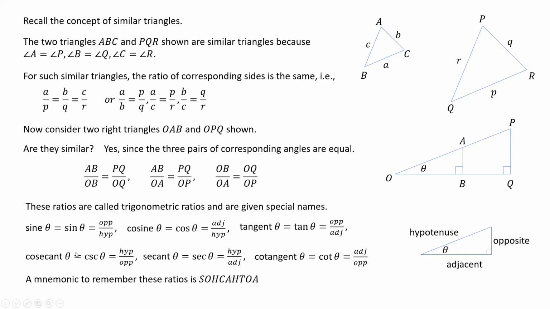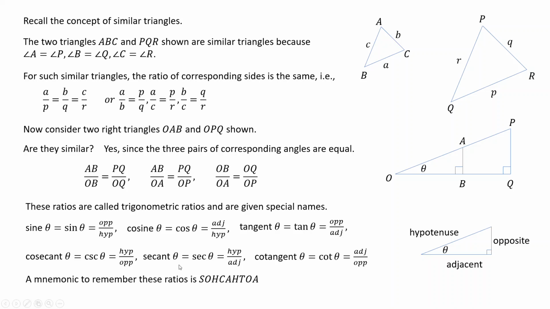Reciprocal? I don't know what the word means. It simply means 1 over that. So cosecant theta is nothing but 1 over sine theta. Where did we get that from? By definition, cosecant theta is hypotenuse over opposite. But that is nothing but 1 over opposite over hypotenuse, where opposite over hypotenuse is sine theta. So 1 over sine theta is what cosecant theta is.